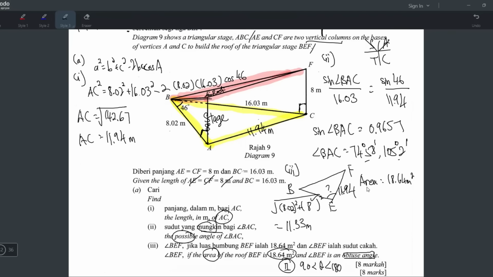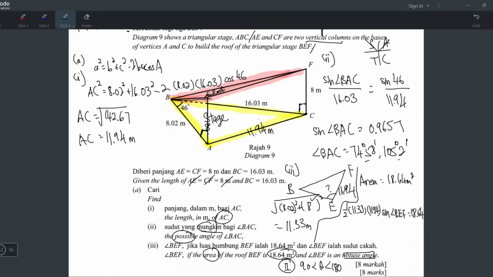So now you can use the area formula to find the sudut already. So it'll be 1/2. Okay, let me just separate it nicely like this. So it'll be 1/2 AB sine C, and the C is the sudut BEF, equals to 18.64. Okay, the AB sine C will be 11.33 and 11.94. Yeah, so 1/2 AB sine C.